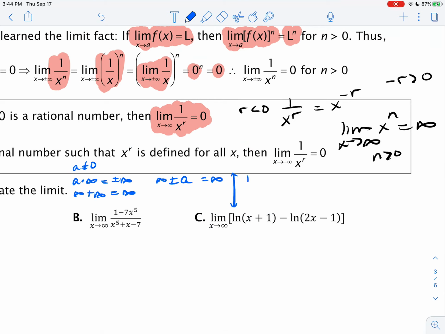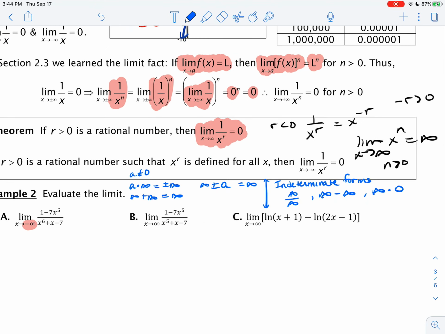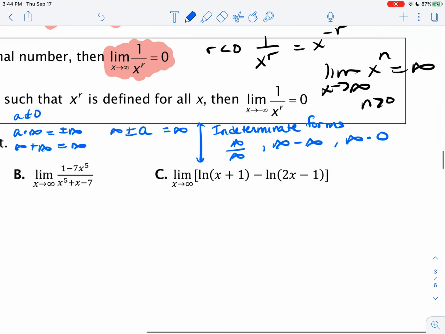What you can't determine right now are our indeterminate forms for these infinities. We can't have infinity divided by infinity, and we can't have infinity minus infinity, and we can't have infinity times 0 for the moment. So that's when we have those indeterminate forms, that's when we are prompted to algebraically manipulate.